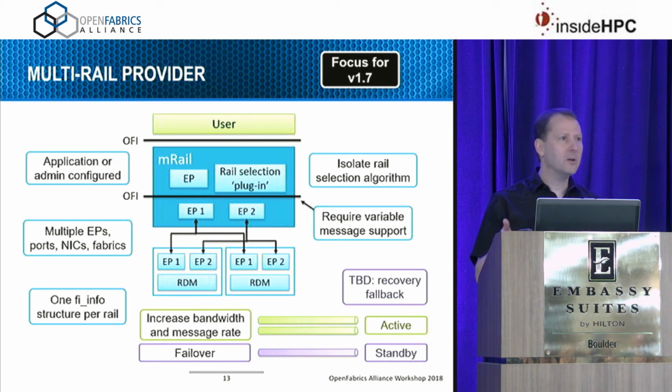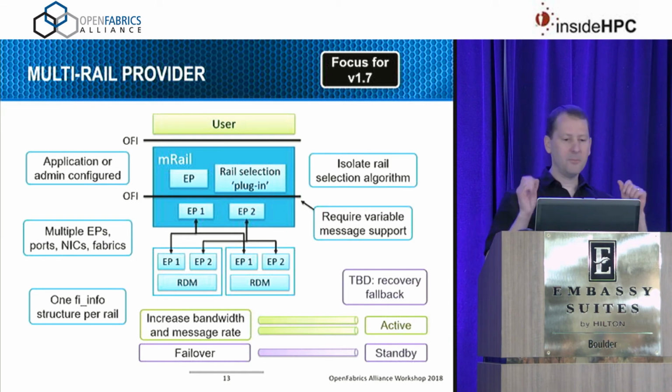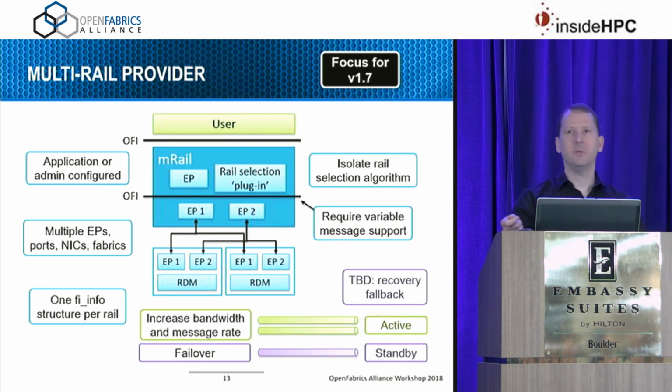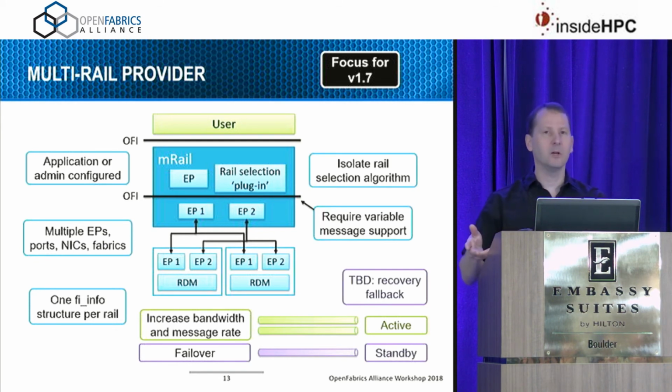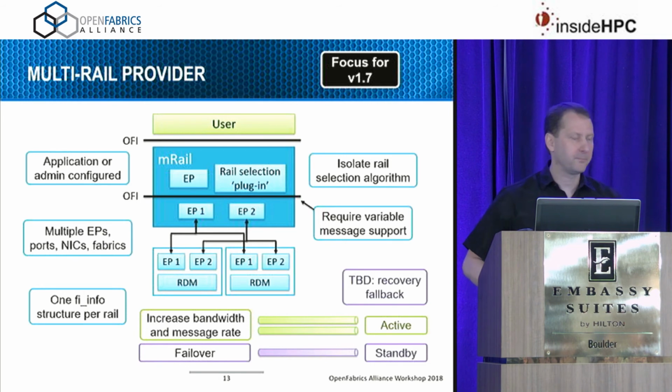It's layered as a utility provider, so it's layered on top of libfabric itself. So this is very generic, and it could work with any providers. It doesn't even need the providers underneath to be the same. So conceptually, your active rails could all be InfiniBand, and then if those all fail, your standby could actually be a TCP Ethernet connection. So you would have the ability for multi-rail to fail over between providers even.